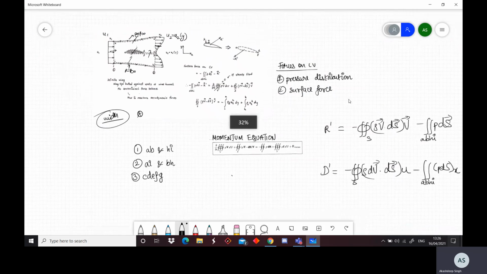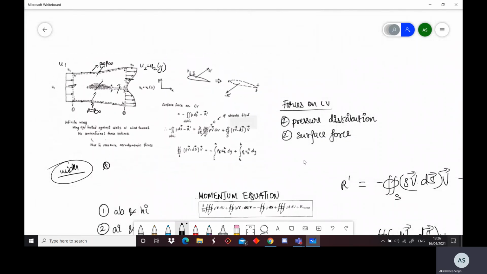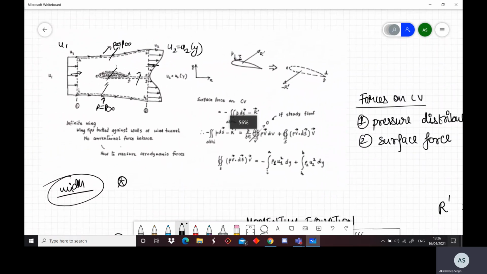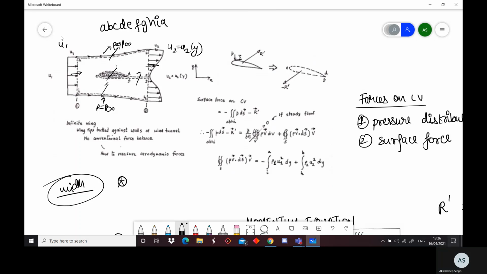I will first define the control volume that we are discussing. The control volume is nothing but this A, B, C, D, E, F, G, H, I, A. I'll just write it down: control volume is A, B, C, D, E, F, G, H, I, A. This entire control volume. The width of the control volume is 1, a unit span perpendicular to the paper plane. So everything we measure is drag per unit span and lift per unit span.